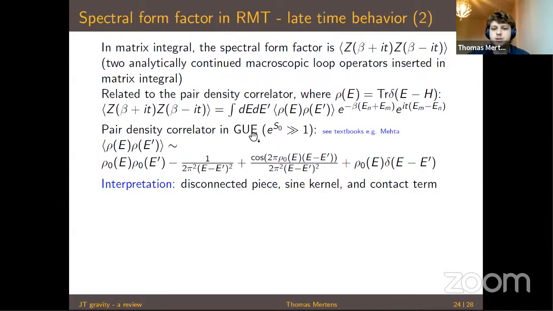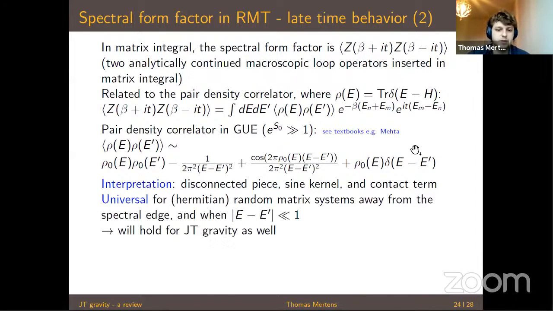Now, if you have a Gaussian unitary ensemble, this has a very familiar form. I've written it out here. The first piece is a disconnected piece where the two energies don't talk to each other. Then these two terms combine to the famous sine kernel, but I've written them out separately because they will have a separate geometric interpretation later on. Then you have a contact term here. This expansion only holds when this double scaling parameter is very large, so e to the S0 would be very large.